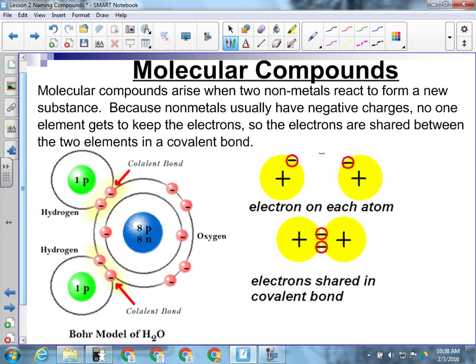The good thing about that, it makes naming them a lot easier. We don't have to worry about Roman numerals. We don't have to worry about dropping and swapping. We just got to write the 2 names, with some prefixes that tell us the numbers. So as long as we can remember our prefixes from 1 to 10, we're pretty much set. So maybe we should write down our prefixes from 1 to 10 just so we remember them all.